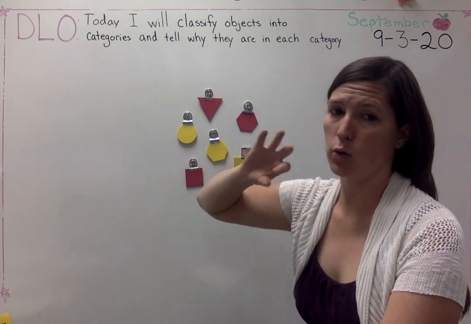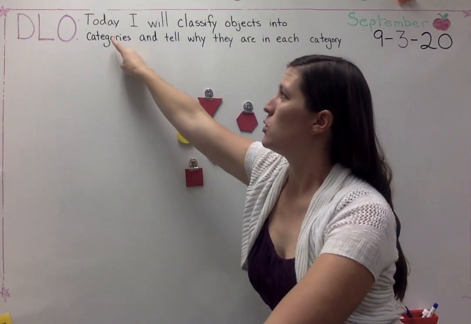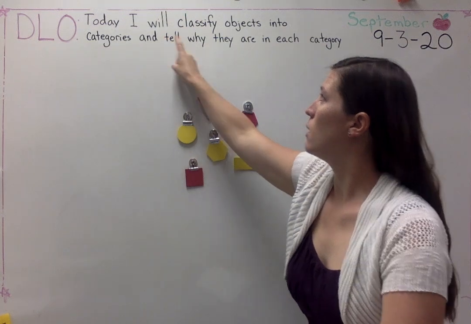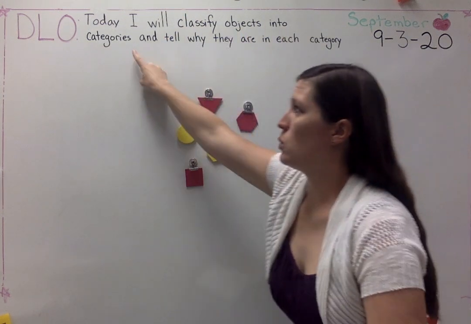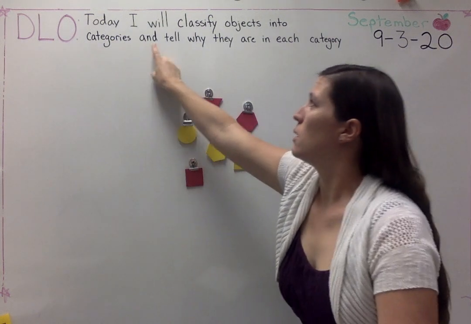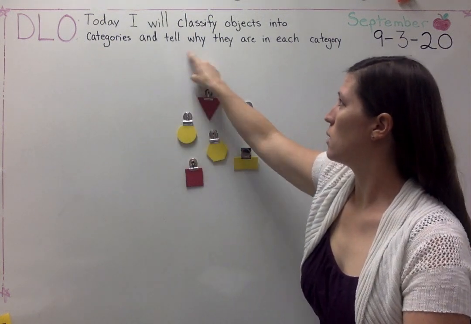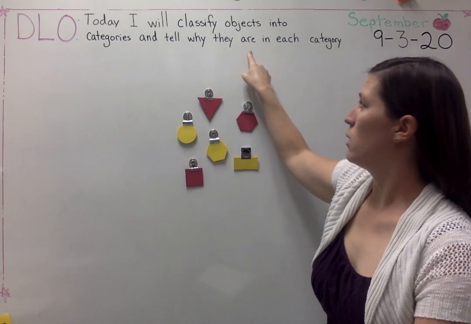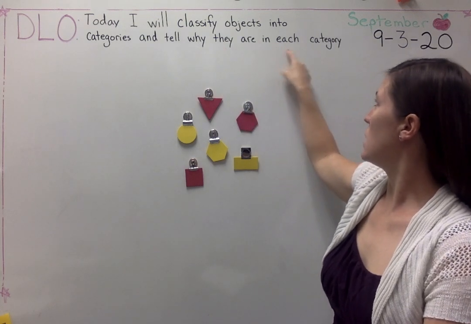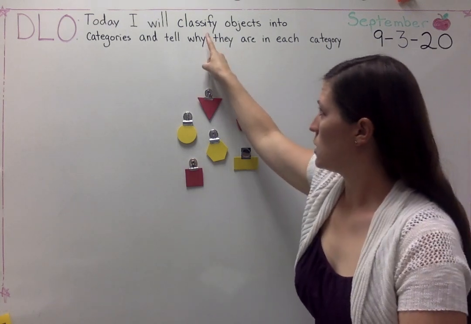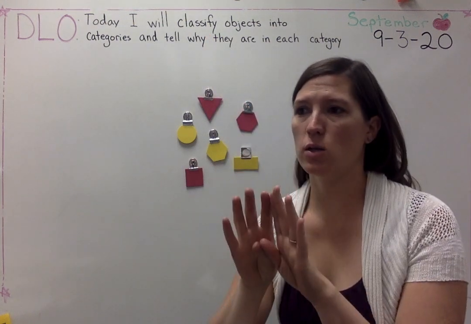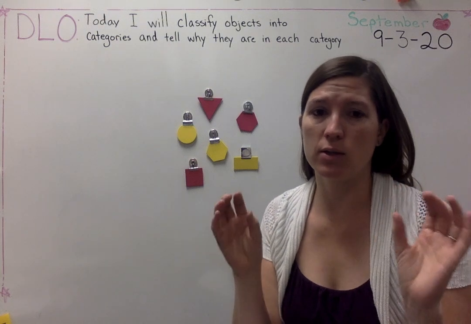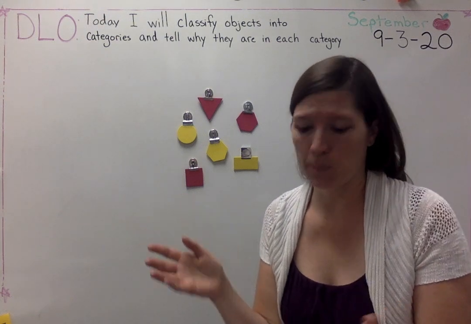So you try, I'll go slow, so you try to repeat. Today I will classify objects into categories and tell why they are in each category. To classify objects means to find qualities or characteristics that are similar or the same.